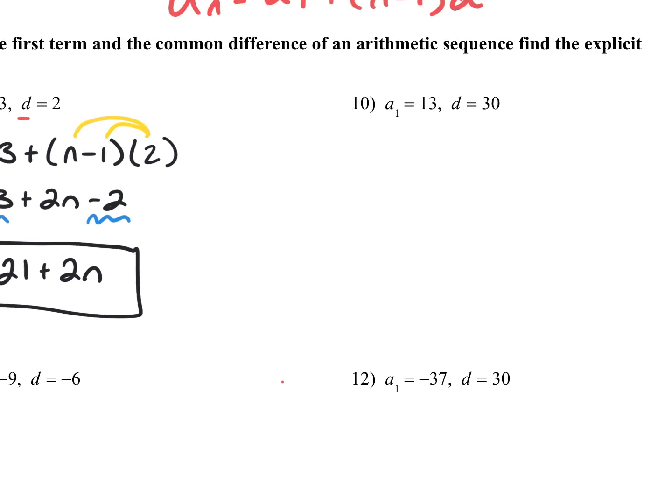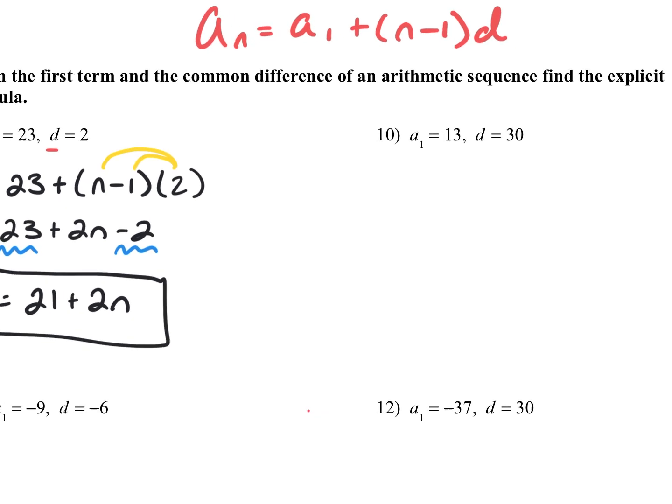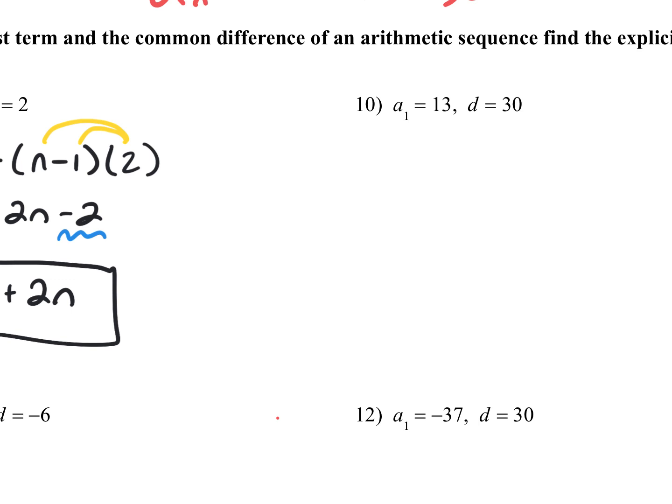Okay. I want you to be great at these things because as we add geometric in the next couple days, it's going to make it a little bit harder for you. So let's come over here and look at number 10. Number 10 is the same idea. Again, they give us our a1 and our d value. So we simply have to plug it in.